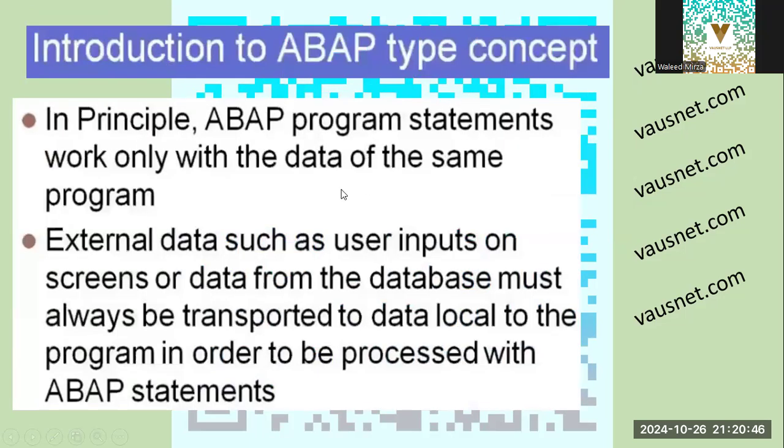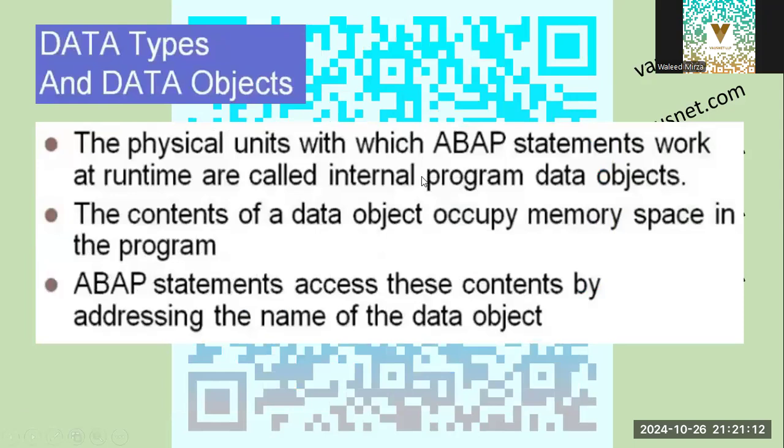In principle, ABAP only works with the same program's data. External data such as user inputs or screens or data from the database must be transported to the local data of the program in order to be processed. We have to invoke and trigger the database. The physical units that ABAP statements work on are data objects, the physical units, which are the variables. The contents of the data object, like a variable, these occupy.